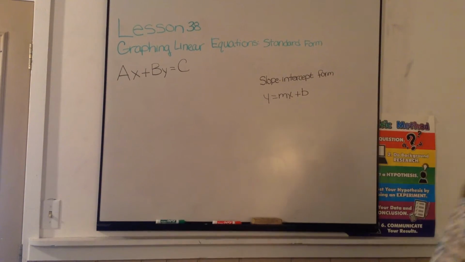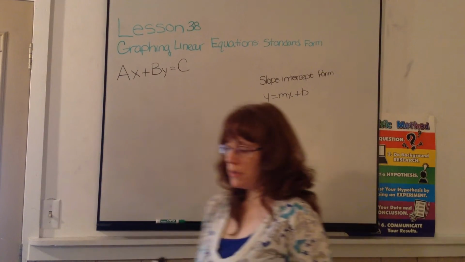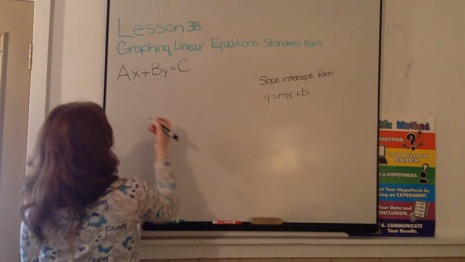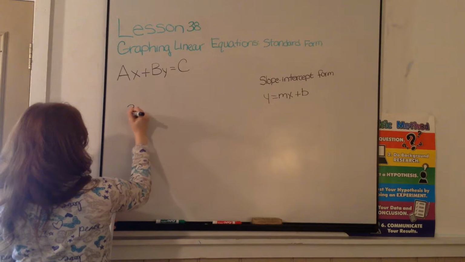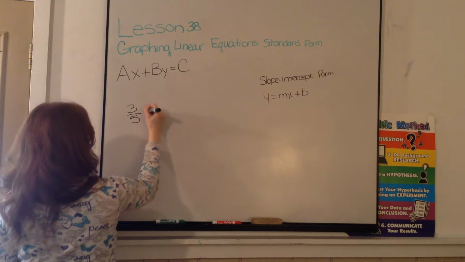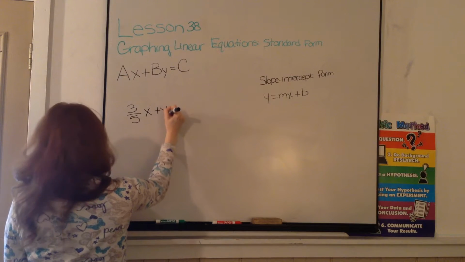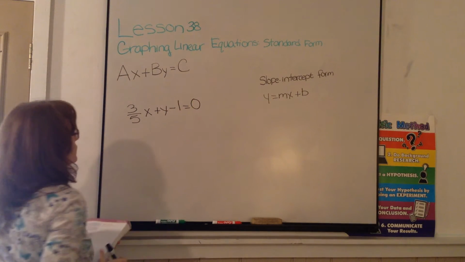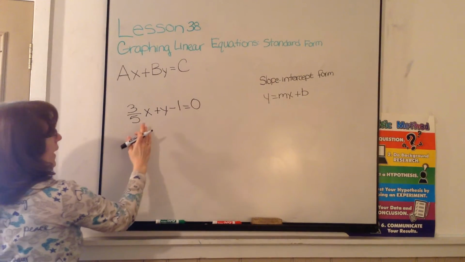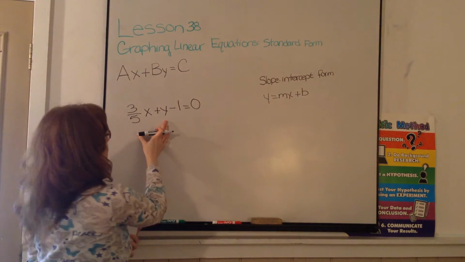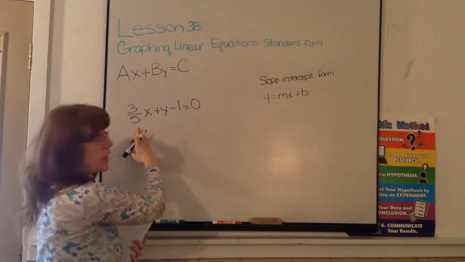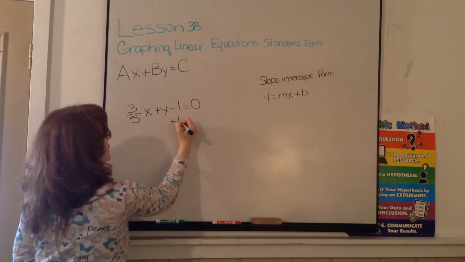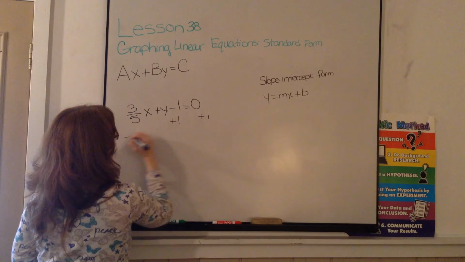Alright. Okay, now I'm going to do another one. Here's the one that they give you as an example. They want you to write this in standard form. So we have 3/5 x plus y minus 1 equals 0. So I already have my x and my y on one side, and they're both positive. My x is positive, and that's what I want. And then I'm just going to add 1 to both sides to get my c over here.